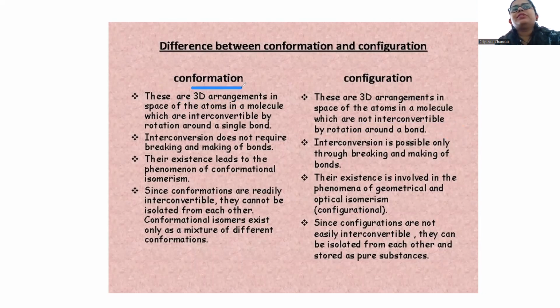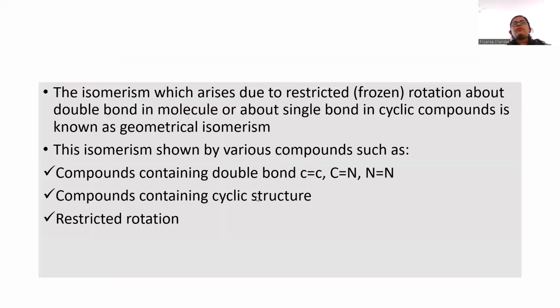And mostly conformation, as you have heard, like conformational isomerism in ethane, butane, hexane, and configurational isomerism in propene, butene. So mostly configurational isomers are compounds having a double bond, and conformational isomers have a single bond. Basic difference, okay? Not the final one, but a basic difference.